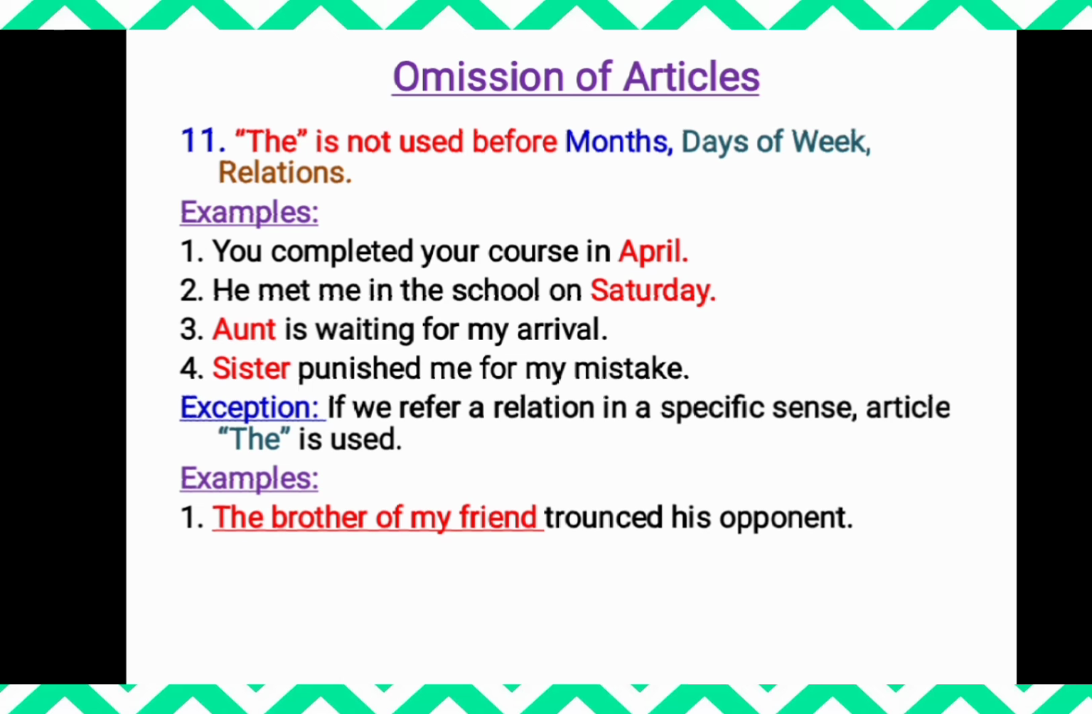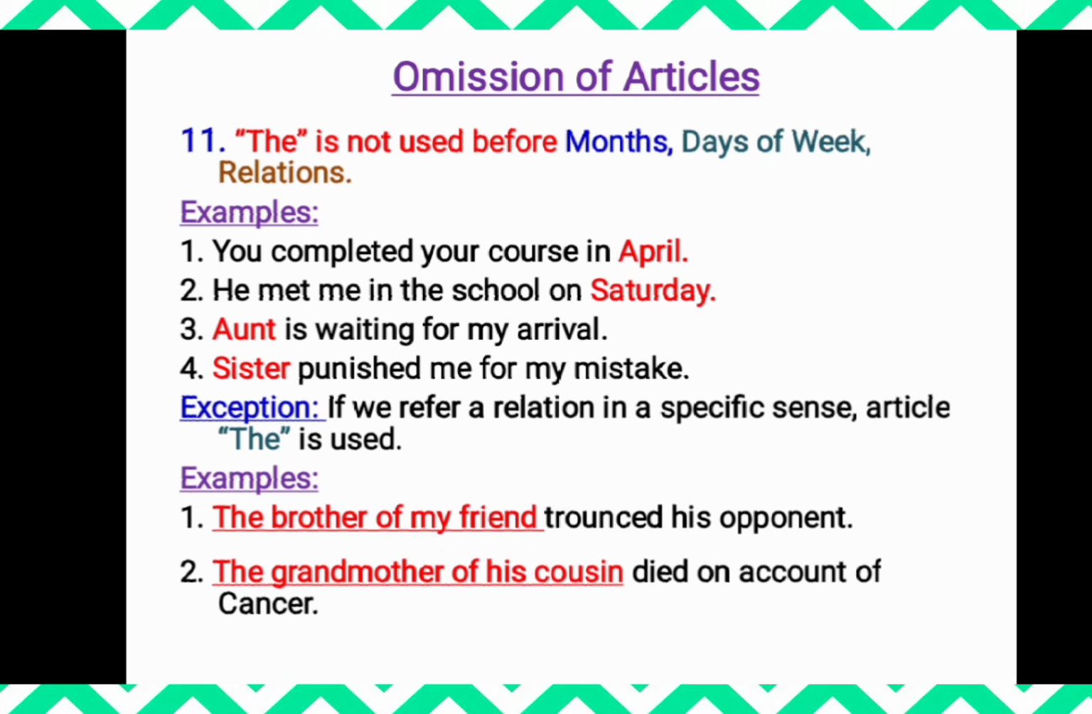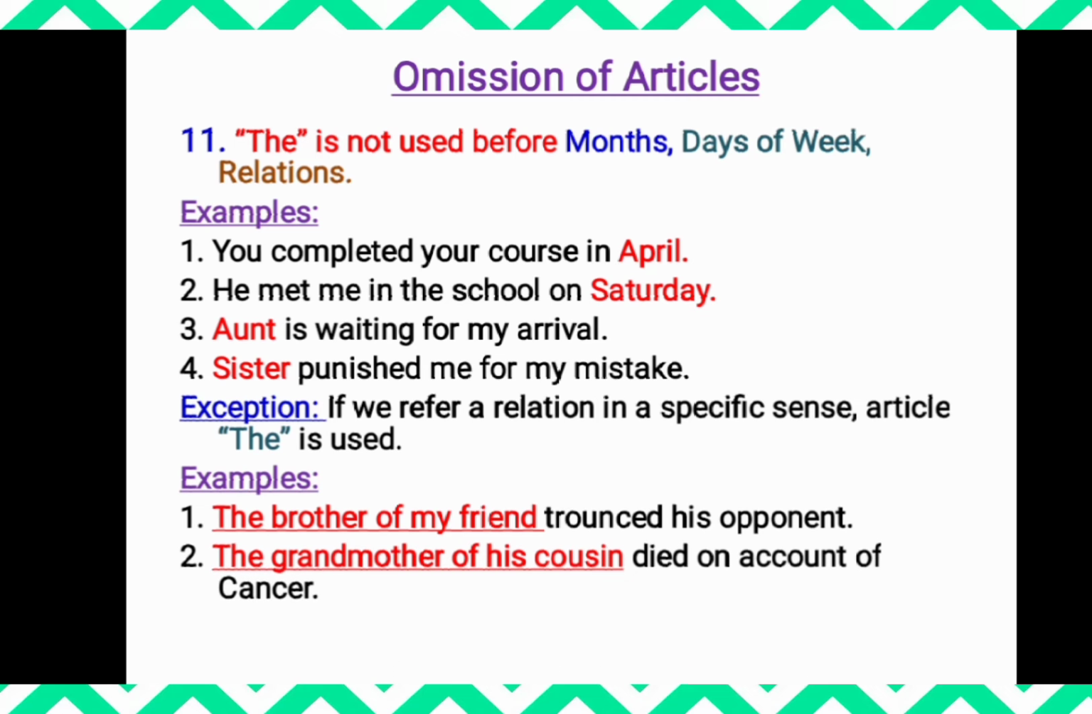The brother of my friend trounced his opponent. The word trounced means overcome. The brother of my friend is a relation and we use the definite article the before the word brother, the brother of my friend. And the second example is the grandmother of his cousin died on account of cancer. Grandmother of his cousin is a relation and we use the definite article the because this relation refers to a specific sense. You can see categorically. And we talk about the particulation and specification after the exceptional case, after the exception of examples.